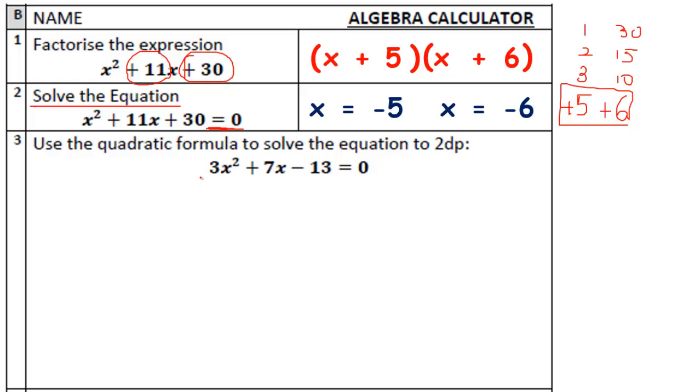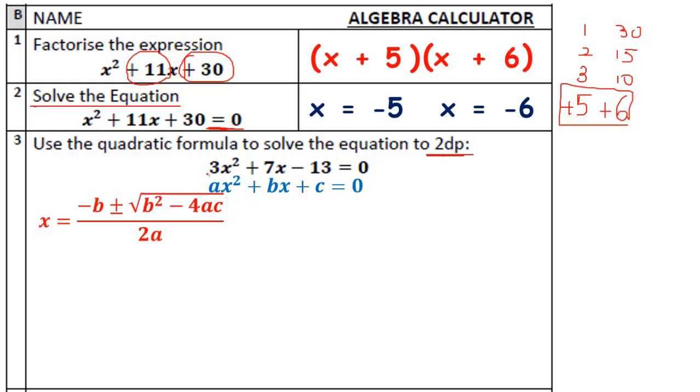Question 3. Use the quadratic formula to solve the equation to 2 decimal places. Remember, the question says 2 decimal places, so write it to that. I'm going to write underneath ax squared plus bx plus c. This is in your formula sheet at the front. I'm also going to write down the quadratic formula, which is also on the formula sheet at the front. I'm going to work out what a is. A is the number in front of x squared, which is 3. I'm going to work out b. B is the number in front of x, and in this case it's positive 7, so I'm just going to write 7, and c is the number at the end, and in this case it's minus 13.